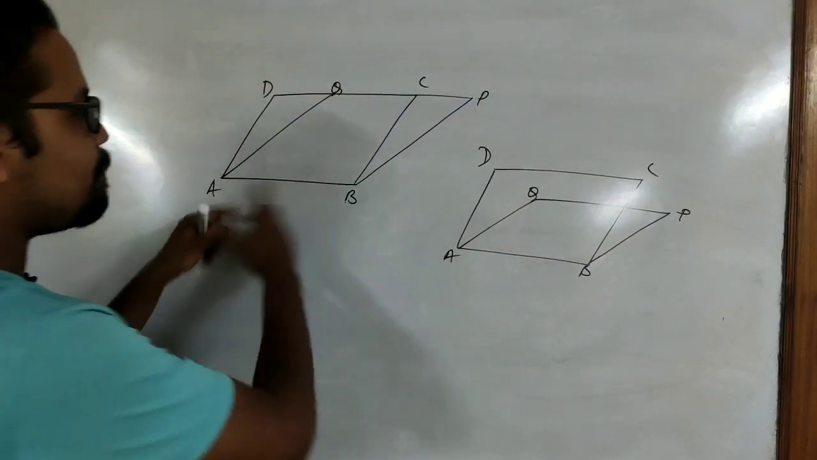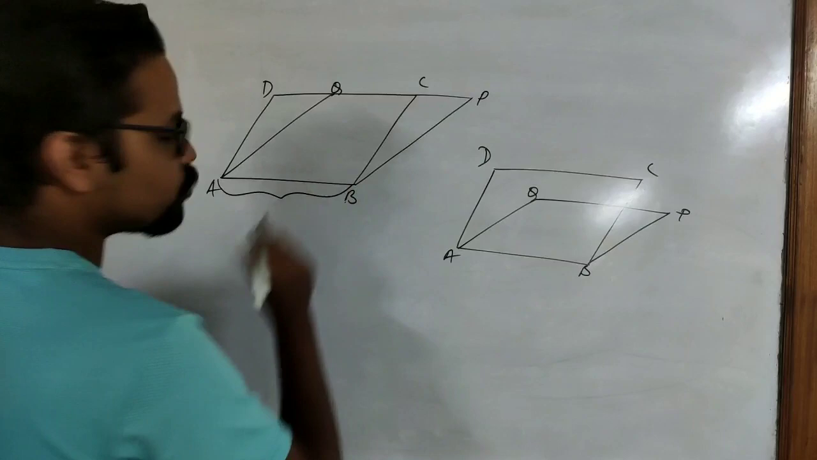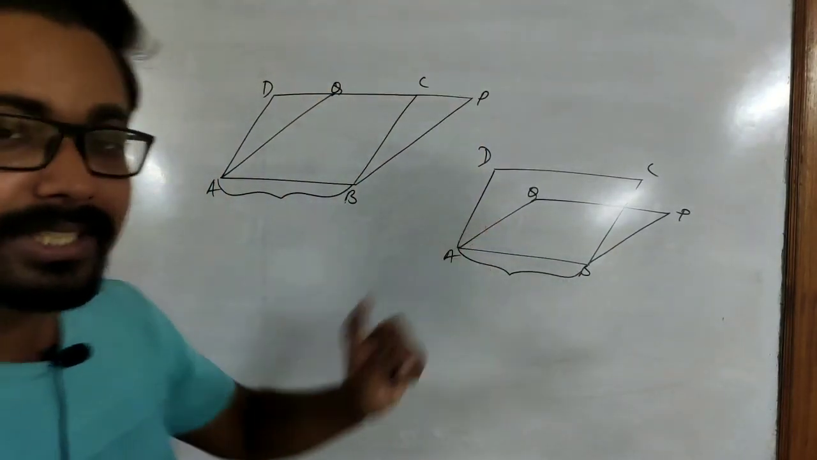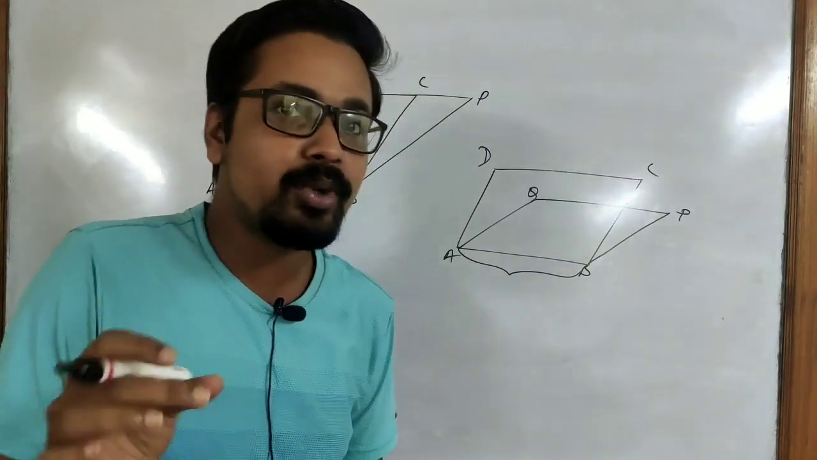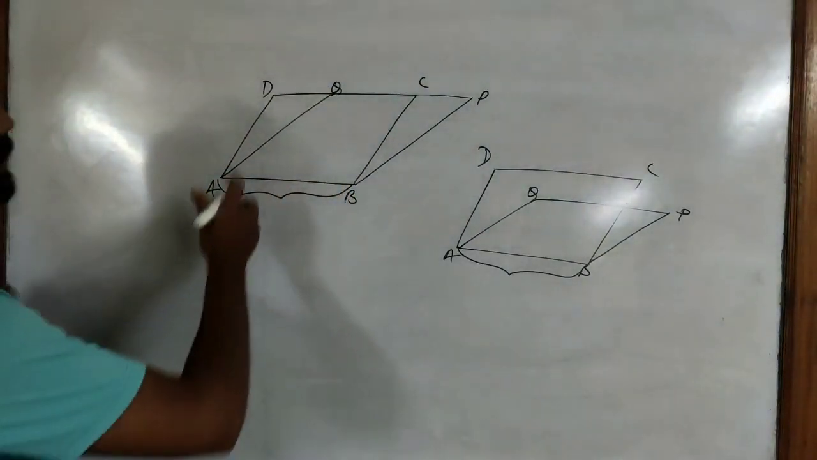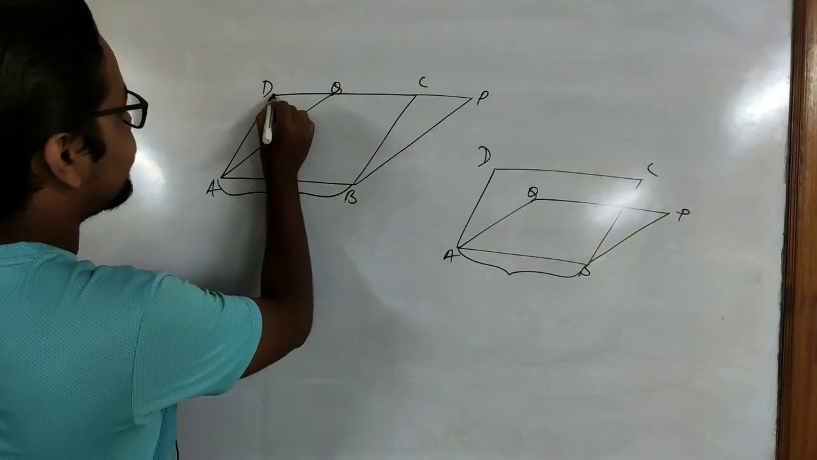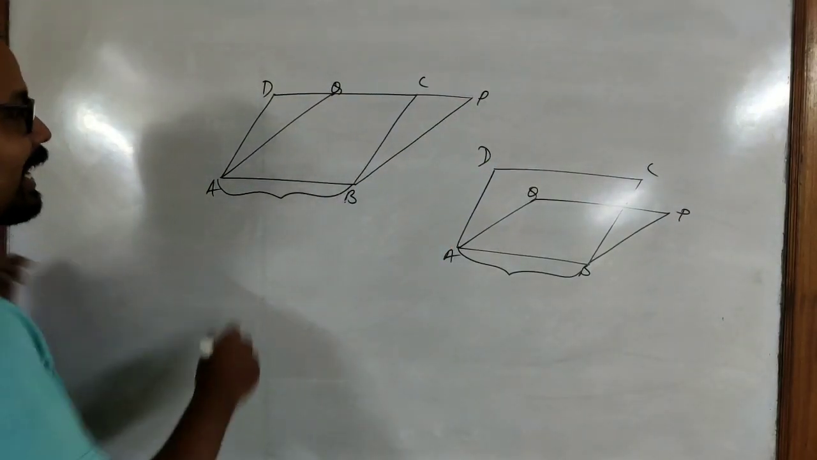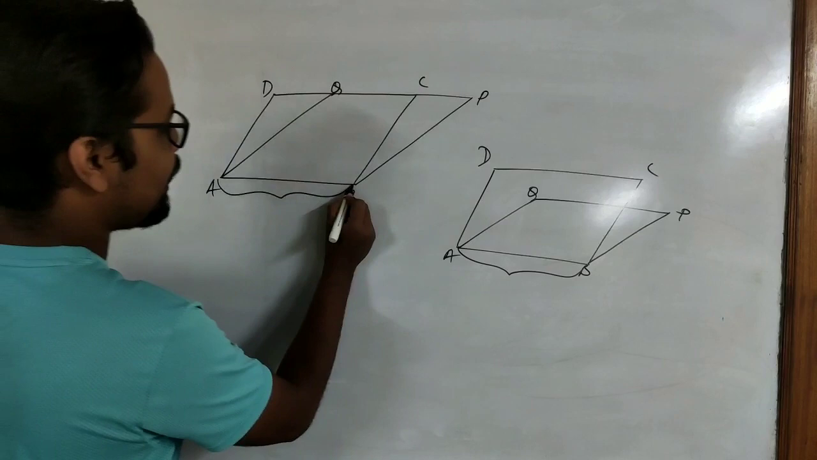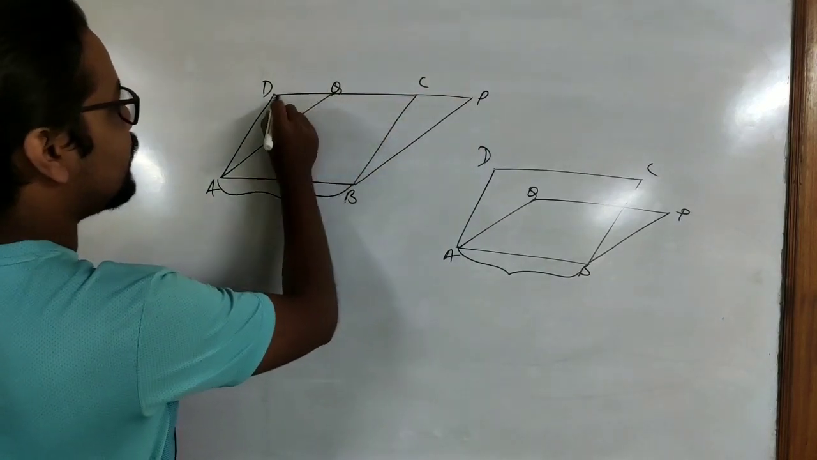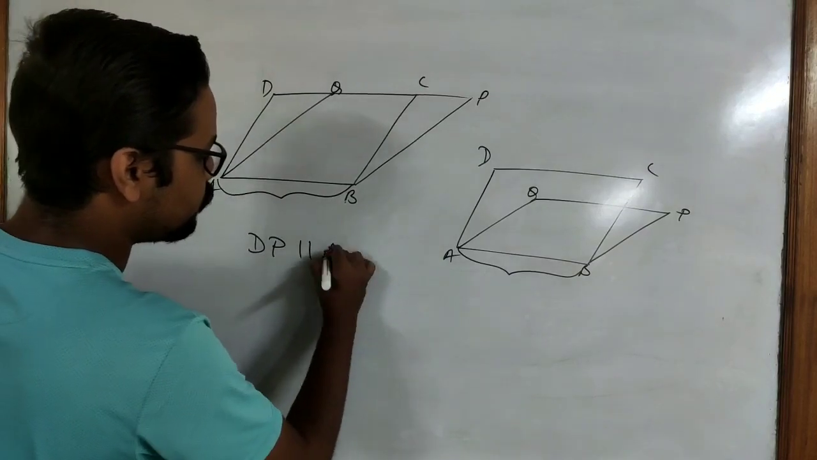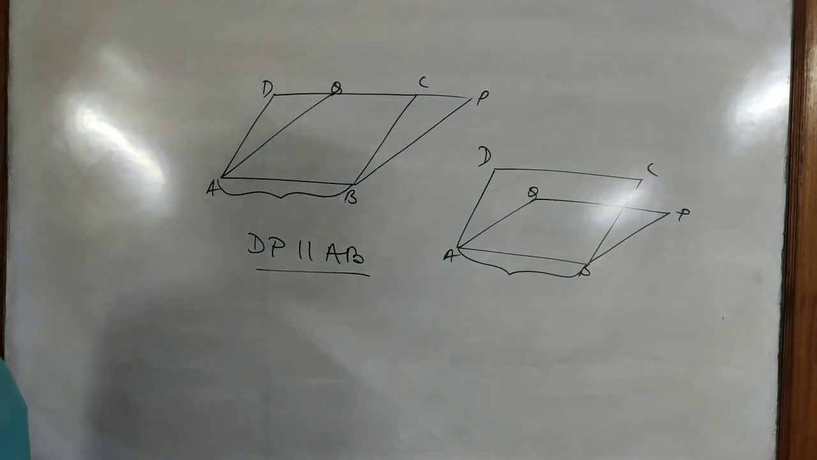Now if you look carefully, in this figure A, B, P, Q and A, B, C, D, they both lie on the same base AB. This AB base is common. Here also the base AB is common, so they both lie on the same base. But do they lie between the same parallel lines? See, in this case, this DP is a parallel line, and the vertex of the parallelogram ABPQ lies on this line DP, right? Here DP is parallel to AB.